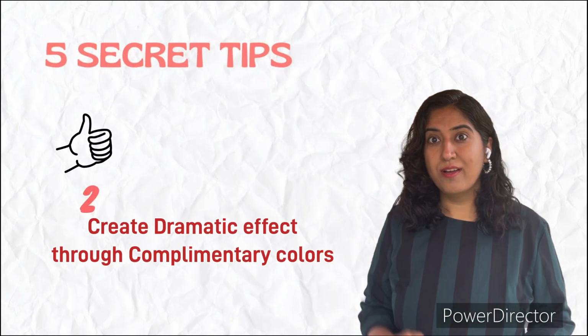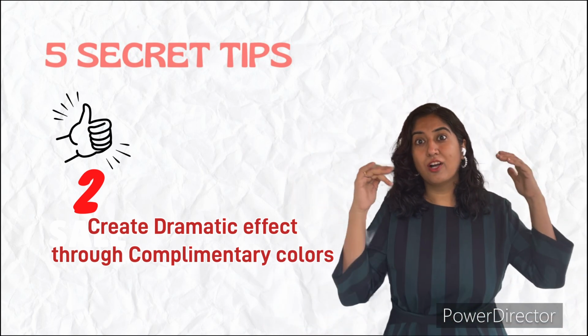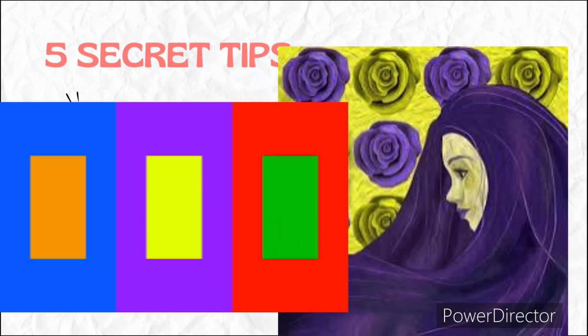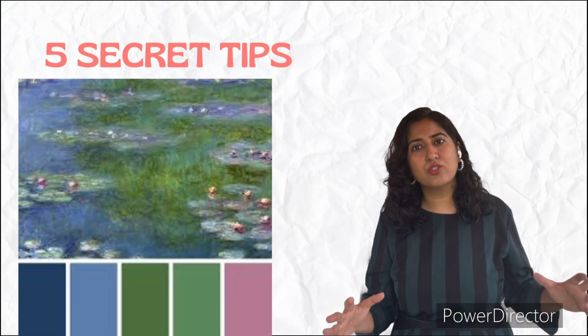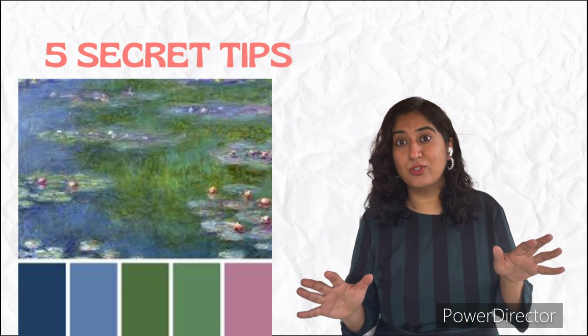Tip number 2. When you want to create a lot of drama in your painting, use contrasting colors, colors opposite on the color wheel. But when you want to paint a harmonious, easygoing emotion in your art, use analogous colors, which are 3 colors nearby on your color wheel.